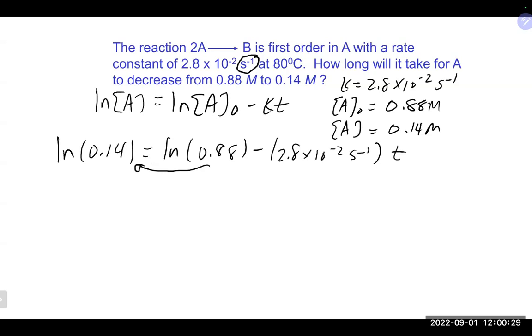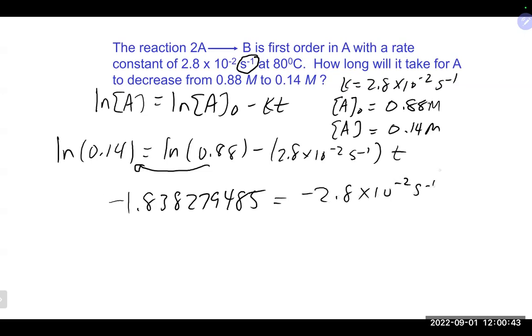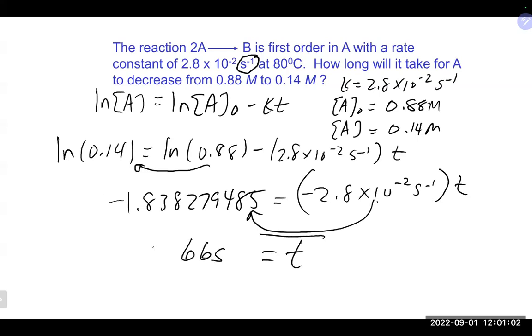And if I do that, that will yield me something like minus 1.838279485. I didn't feel like rounding anywhere there, obviously. Equals negative 2.8 times 10 to the minus 2 reciprocal seconds times time. I then need to divide that to the other side. So we're then going to divide 2.8 to the negative 2. That's going to give us about a time that will be, and we'll call it 66 seconds.